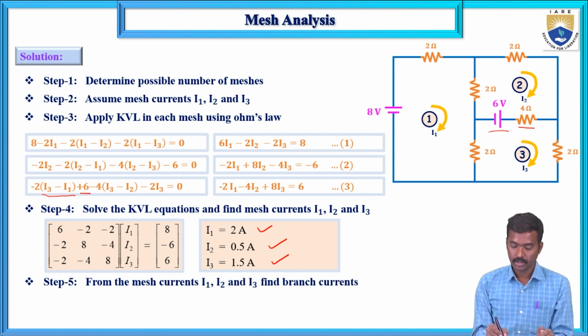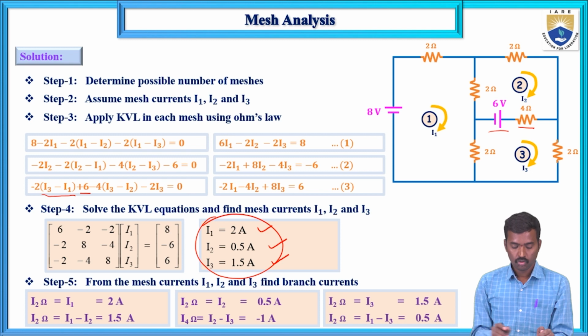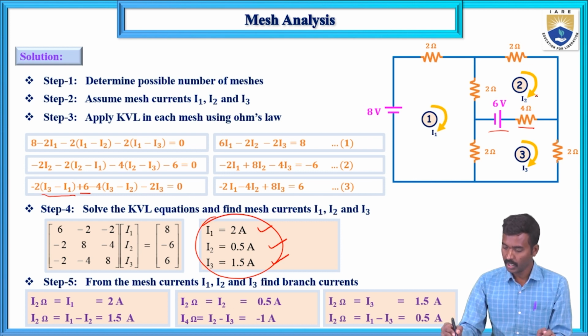From these mesh currents, determine the branch currents. The branch resistors are 2 ohms, 2 ohms, 2 ohms, 2 ohms, 2 ohms, and only one 4 ohms. Here the first 2 ohms carries I1, this current is the same. This 2 ohms is the I2 current, same as this loop current I2. This 2 ohms resistor is I3 current 1.5, this is 0.5, this one is 2.